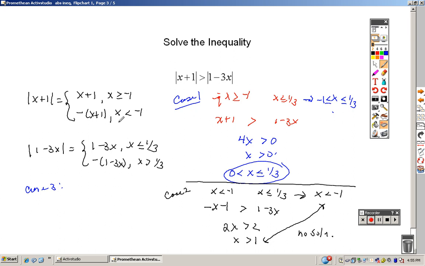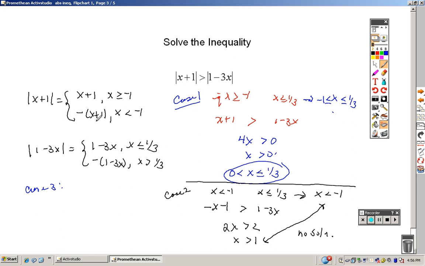Can I have numbers less than negative 1, bigger than 1/3? Of course, the answer is no. So I would never write negative x plus 1 is greater than negative 1 minus 3x, because the situation is impossible. It's impossible for me to have these two conditions at the same time. Now there is one other case.